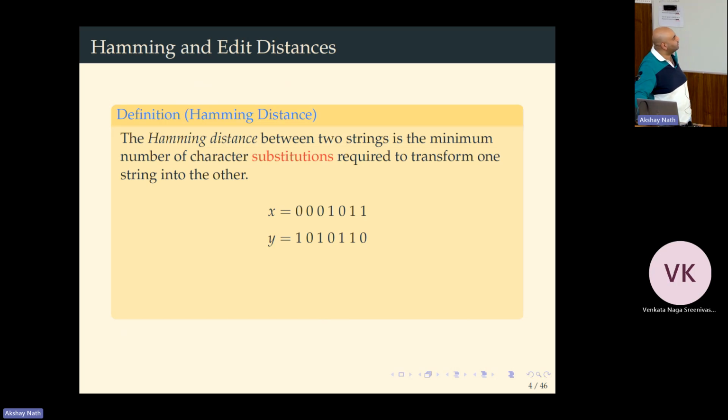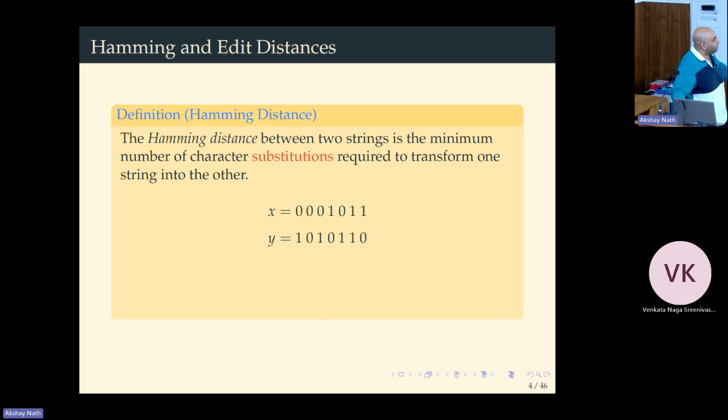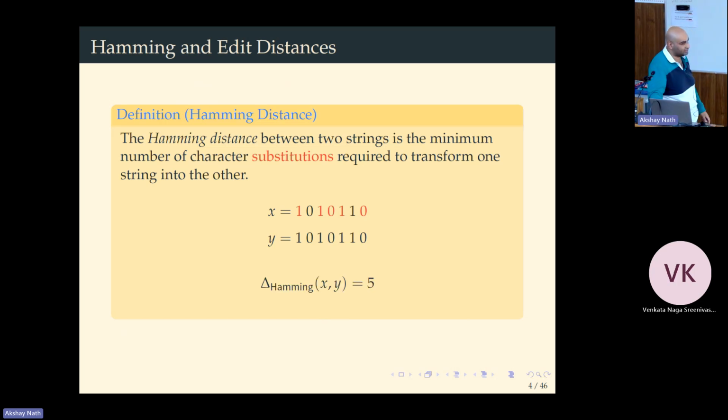Okay, so let's start with the two distances of interest. One is Hamming metric. So let's say you have two strings. Let's assume they are binary. The Hamming distance is the number of character substitutions required to transform the first string to the second string. So here, for instance, you would change the 0 to 1, then you keep the 0 as it is, then you change that to 1, then you change it to 0, and to 1, and to 0. So there are 5 changes we made. So the Hamming distance is 5.